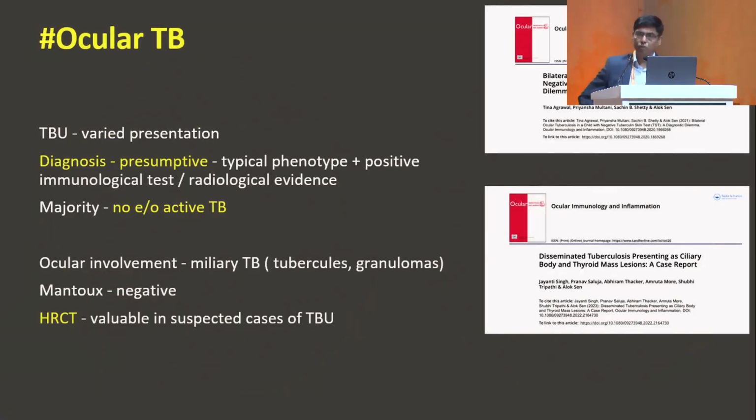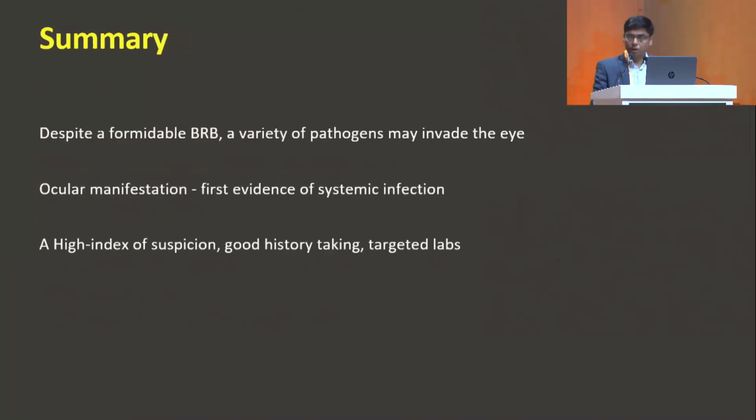So TB uveitis, and we have an expert over here, Dr. Rima, can have varied presentations. The diagnosis is usually presumptive and made on the basis of typical phenotypic presentation and a positive immunological test. In the majority, we don't have any evidence of systemic tuberculosis. However, patients with miliary tuberculosis can also present with ocular involvement, and in most of these cases, the MAN2 is negative, and HRCT can be very valuable in these cases.